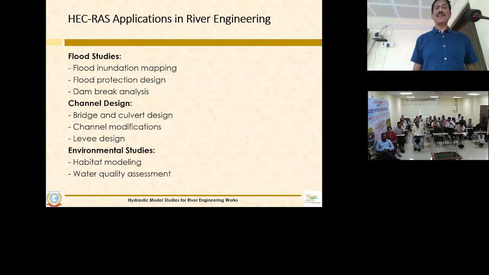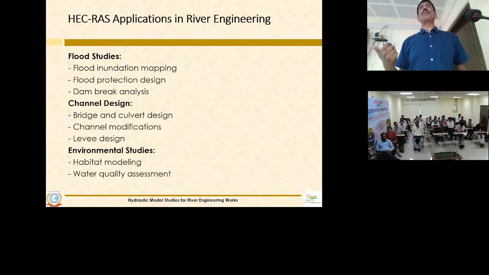HEC-RAS applications in river engineering: basically it can be used for flood inundation mapping. That is the primary purpose nowadays, because for emergency action plans and everything, we need flood inundation mapping. Then flood protection design: suppose we want to design a levee or embankment and assess its impact, what water levels are expected after the embankment because we are restricting the channel, and what erosion is expected. That kind of analysis you can do for flood protection design.